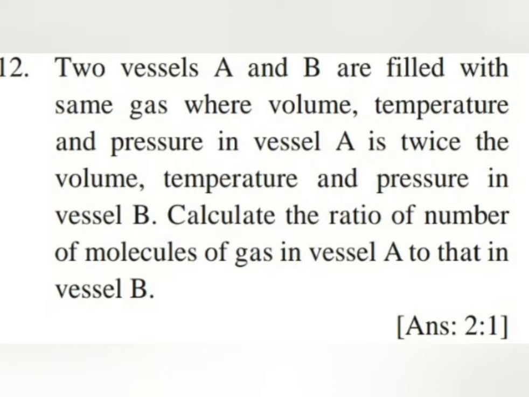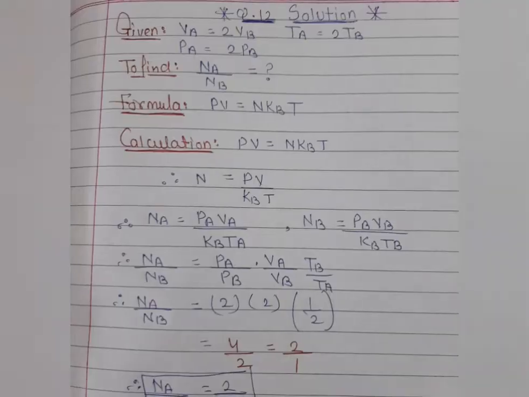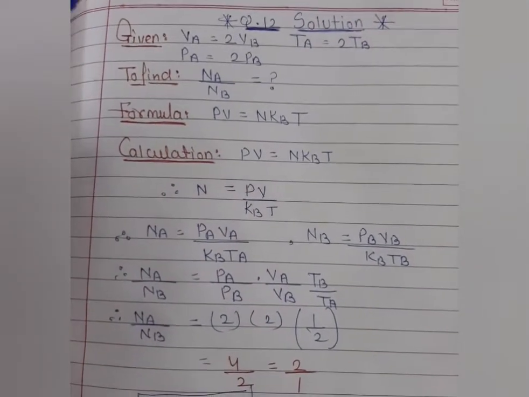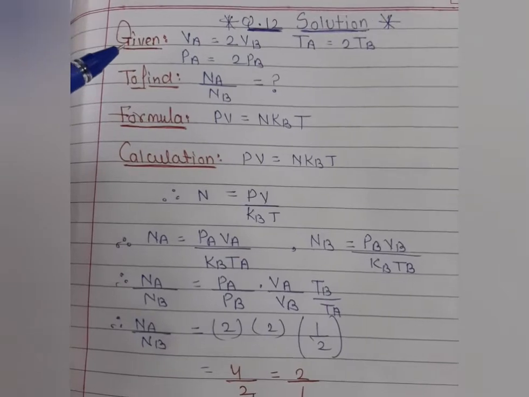Question number 12: two vessels A and B are filled with the same gas, where the volume, temperature and pressure in vessel A are twice the volume, temperature and pressure in vessel B. It means, students, that here the volume, temperature and pressure are twice those of the other vessel. Calculate the ratio of the number of molecules of gas. It means you have to find out the ratio for vessels A and B.